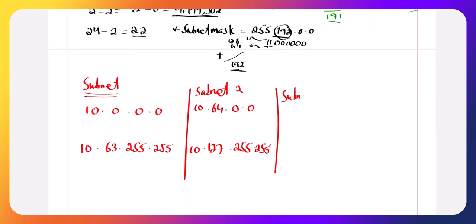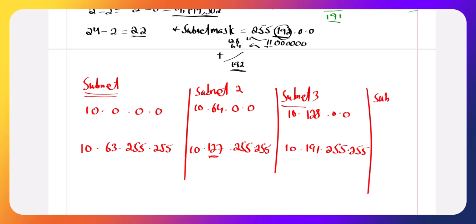Next, subnetwork 3: 10.128, because the previous one ends on 127. Dot 0 dot 0, ends on 10.191.255.255. Subnetwork 4: 10.192.0.0 to 10.255.255.255.